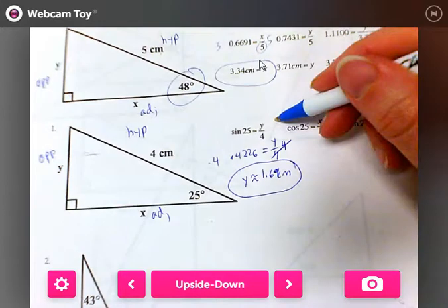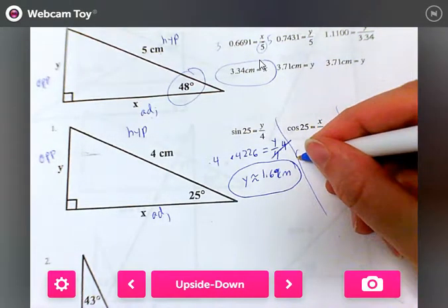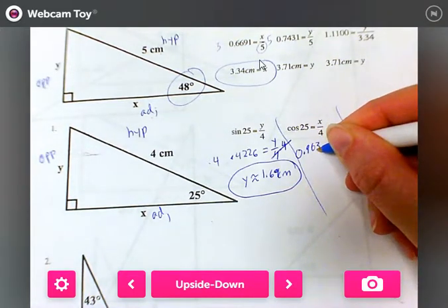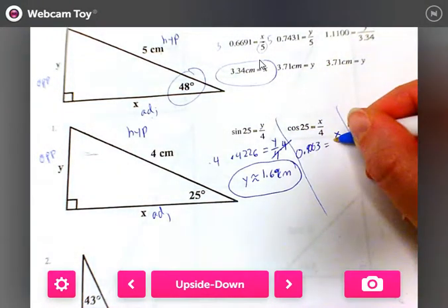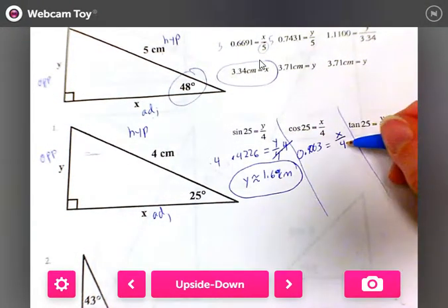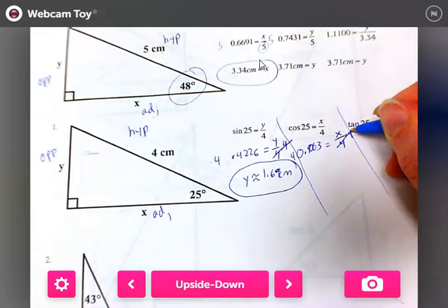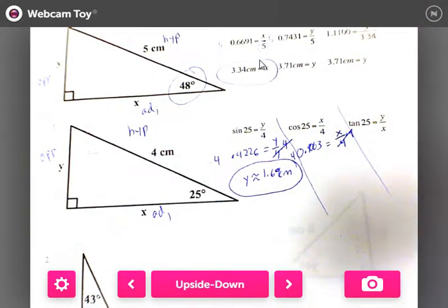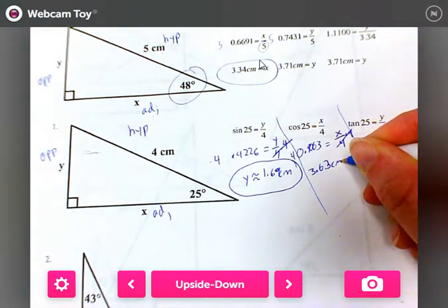Okay. Let's try cosine together. So I'm going to hit my trig button, scroll over to cosine, hit 25, and I'm going to do 4 decimal places. 0.9063 equals x over 4. And then that 4 is on the bottom, so I'm going to multiply the top and bottom by 4. Both sides of the equation, times 4. And I get 3.63 approximately centimeters is x.